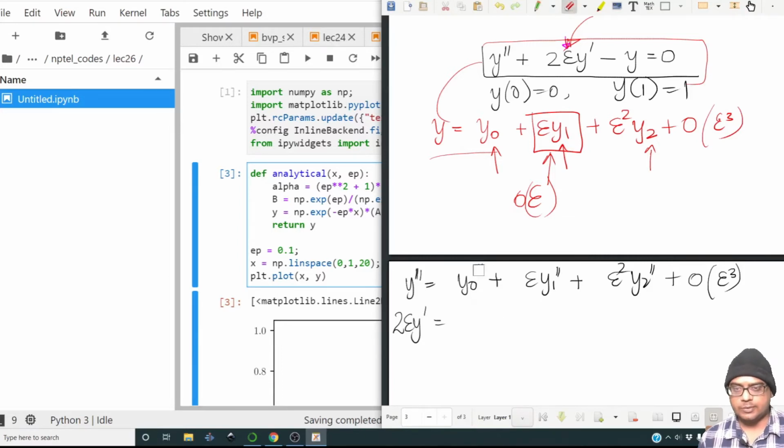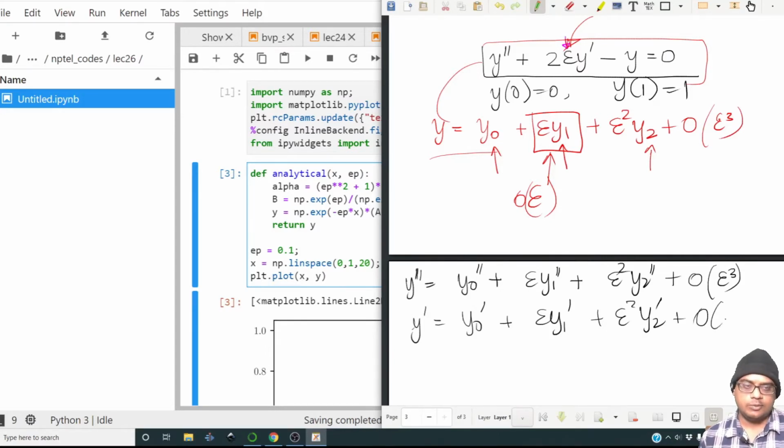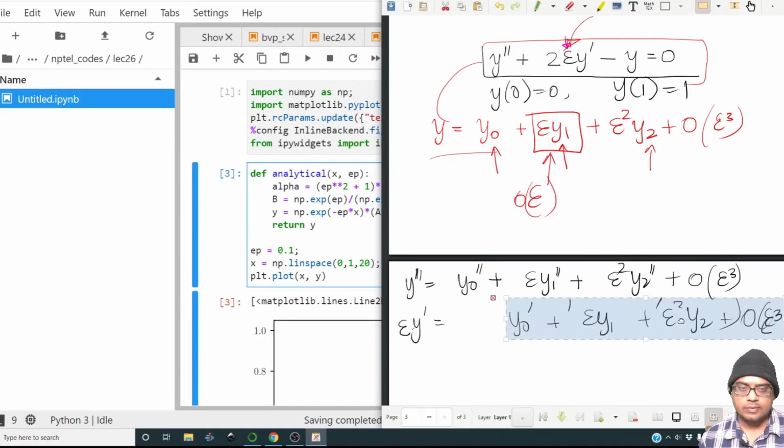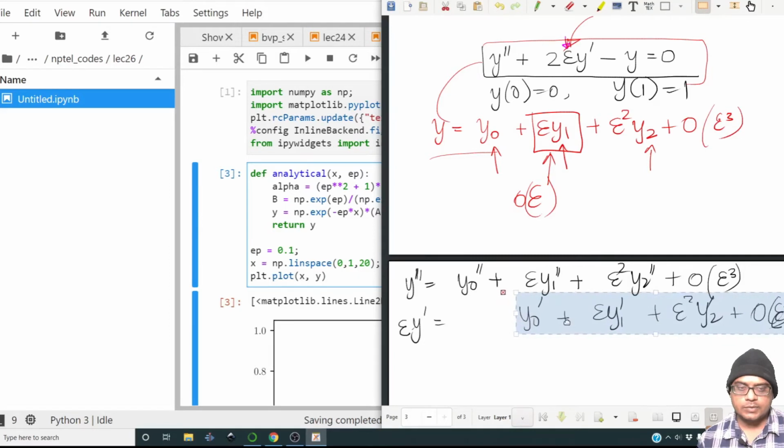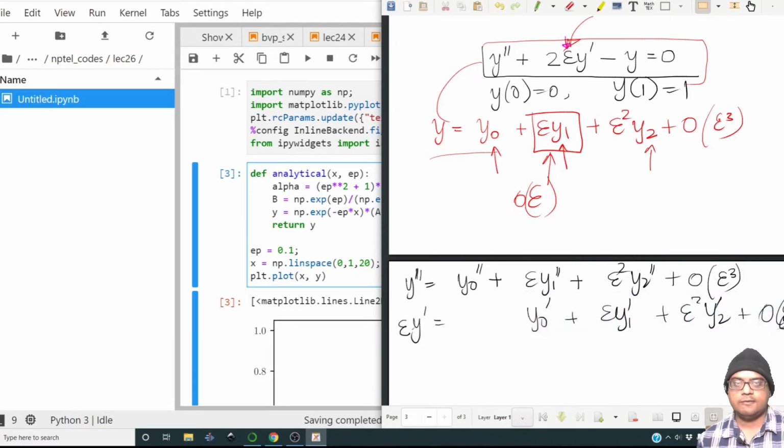So let me first write down what epsilon prime will be. It will be y0 prime plus epsilon y1 prime plus epsilon square y2 prime and order epsilon cubed. But now if we multiply everything by epsilon, what will happen? It will look something like this, where this will now be epsilon, this will now be epsilon square, this will now be epsilon cubed, and so on.